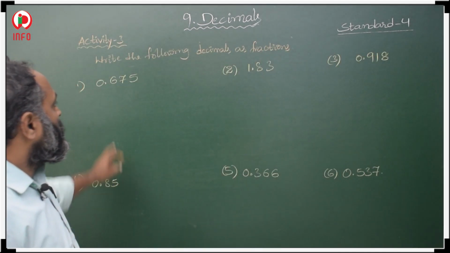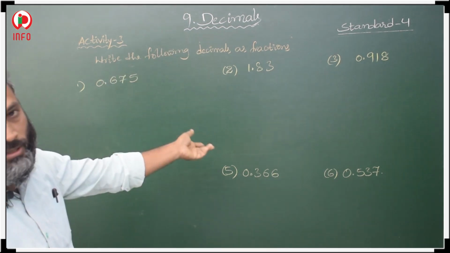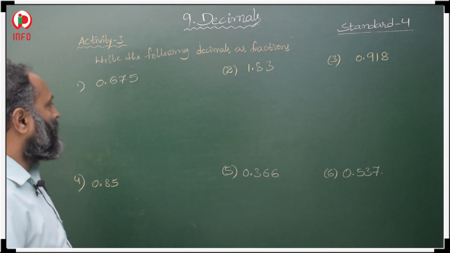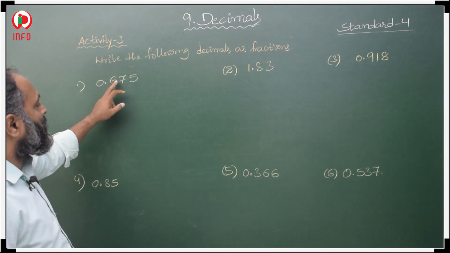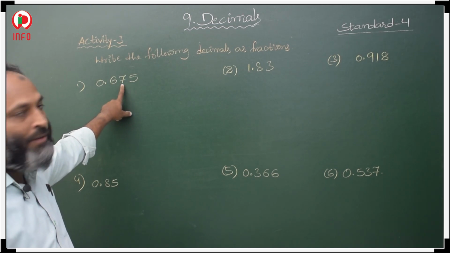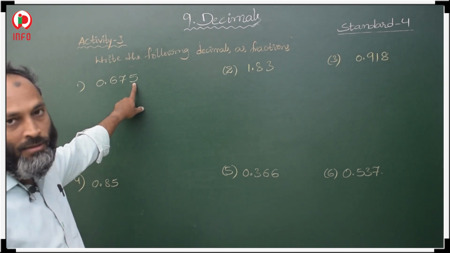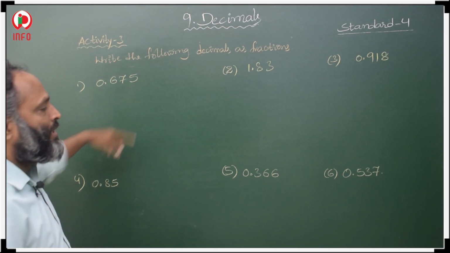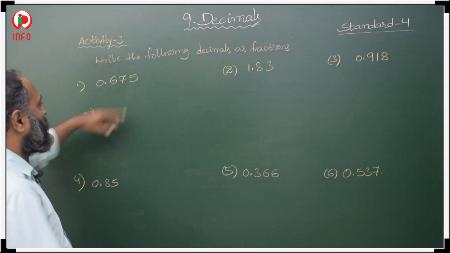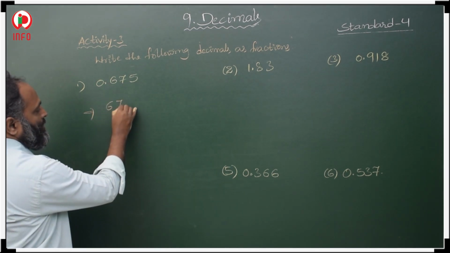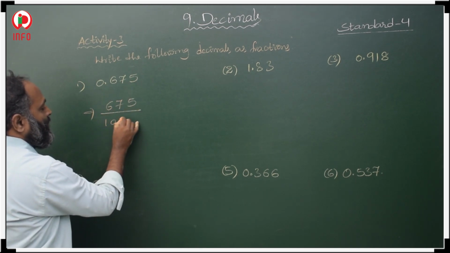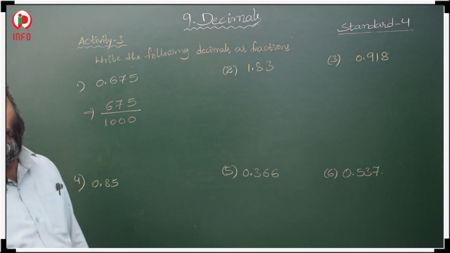Now next, write the following decimals as fractions. These decimal numbers we have to convert into fractions. See here, 0.675: 6 is in the tenths place, 7 in the hundredths place, 5 in the thousandths place. Before it was 0, so no need to take this 0. 675, by thousandths we have to write.